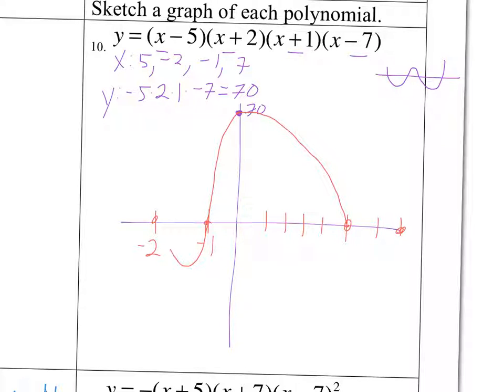And then find a way to get back up. Those are the only places I can cross the x-axis. And what do you know? That looks sort of like what I predicted.